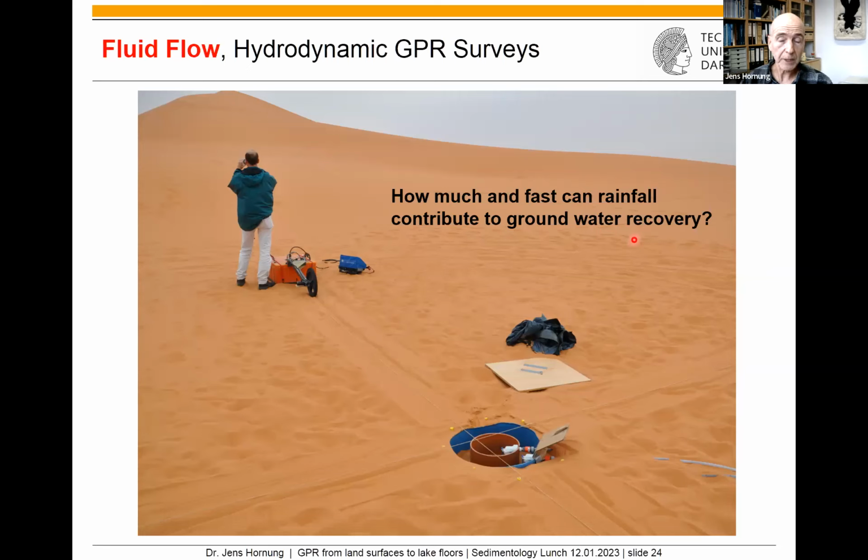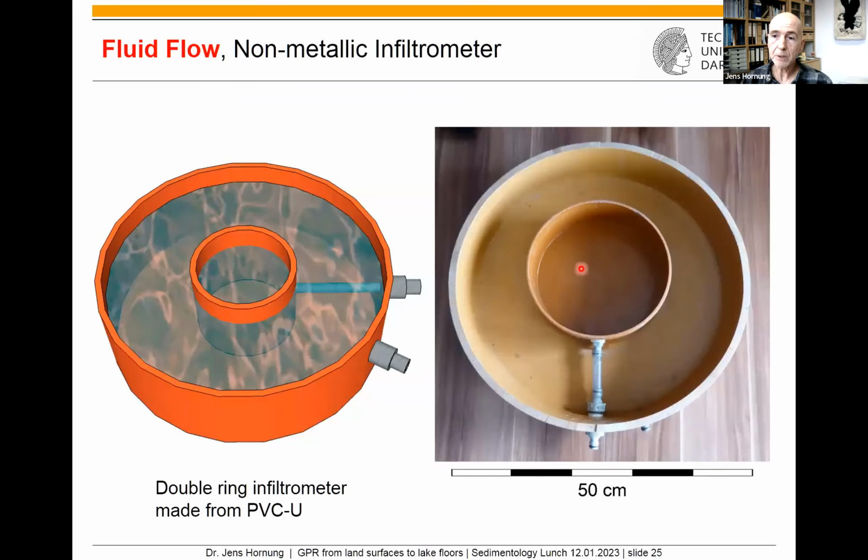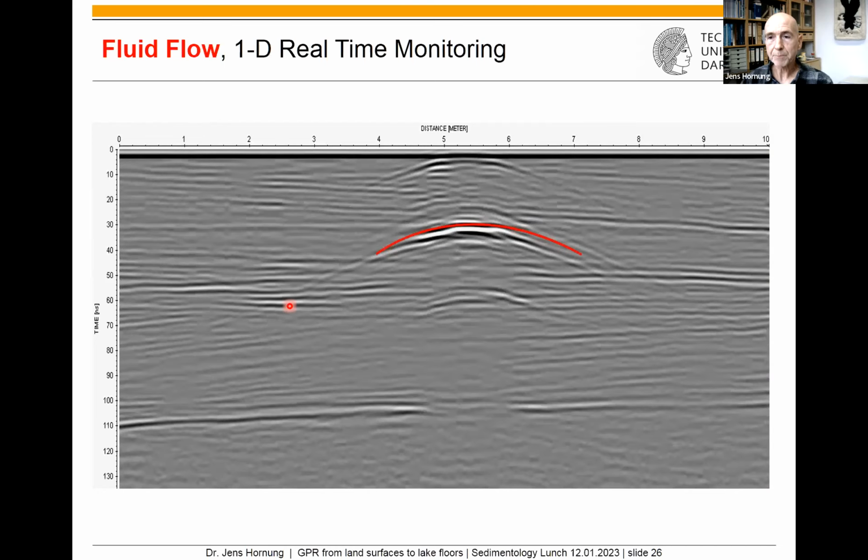And now remember what I told you at the beginning. GPR is very sensitive to water, so that should work. And we used a double ring infiltrometer. And of course, no metal parts should be inside. So there was a metal-free double ring infiltrometer. And this is the result.